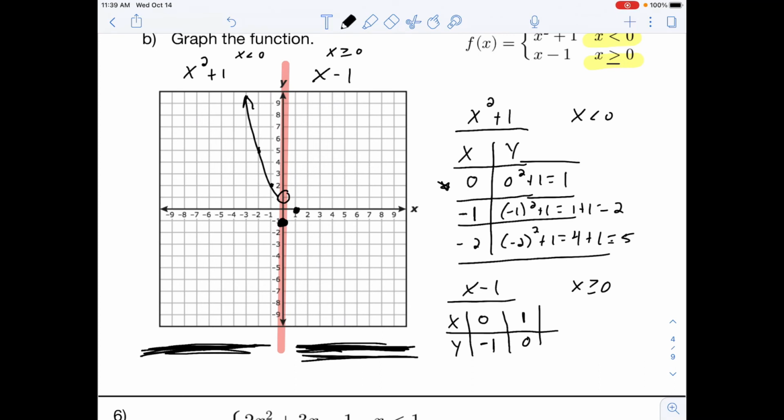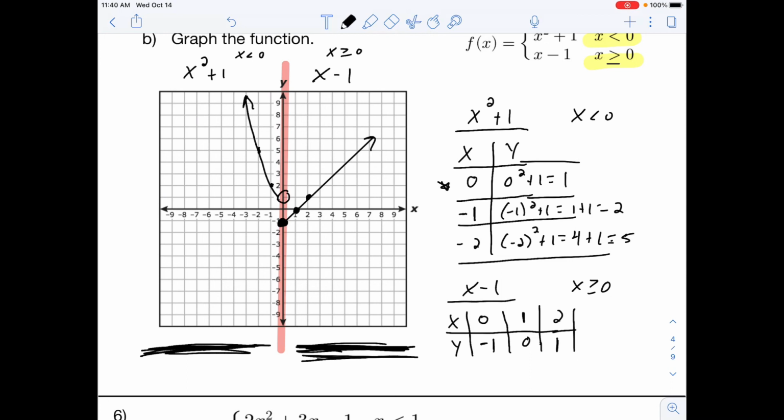Again, I have 2, which is enough to graph a line, but I'll do another one. So you plug in 2. 2 minus 1 is 1. So 2, 1, and that is enough. So I'll just go ahead and draw this line as accurate as I can.